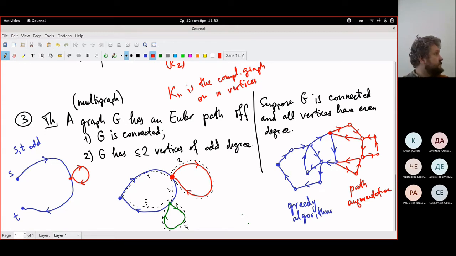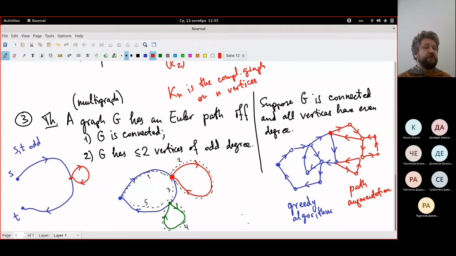So, in brief, we just retry all these paths until we cover all the edges. Vertices can be visited, as you can see on the right, many times. It doesn't matter. It's Euler's, not Hamiltonian. It's Euler cycle, Euler path. But this is how it really works here.